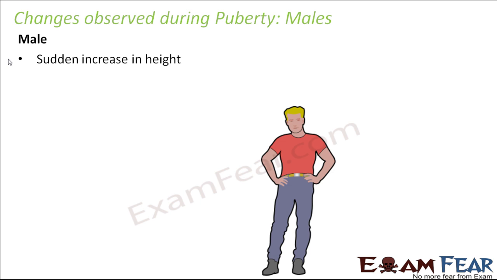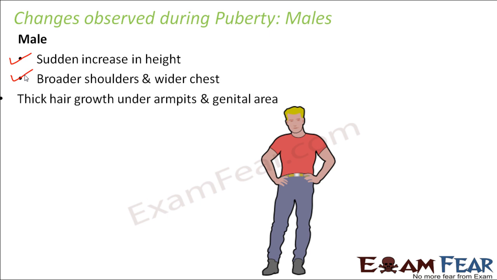So one thing is sudden increase in height. So suddenly the height seems to increase a lot. Broader shoulders and wider chest. This is more common in males, where you see that he becomes more wide. The person, like before maybe he was very lean and thin, but now he has got broad shoulders and a wide chest. Thick hair growth under armpits and genital area. So we have spoken about the male reproductive system, right, where you have the penis and the testes and the scrotum. So I hope you are now familiar with all these terms. So near that area a lot of hair grows on the skin. Even under the armpits also there is thick hair growth.